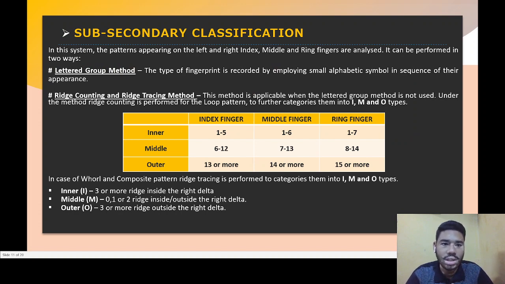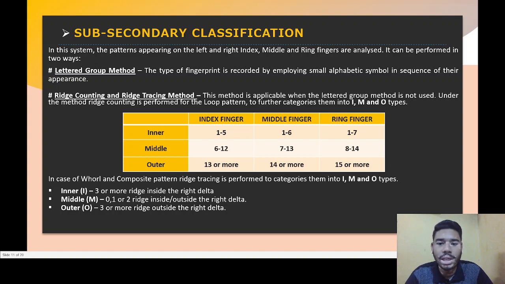Subsecondary classification. In this system, the index, middle and ring fingers of the right and left hand are analyzed. It can be performed in two ways. First is the lettered group method. In this, the fingerprint is given small alphabetic symbols in sequence of their appearance. Second one is the ridge counting and ridge tracing method.